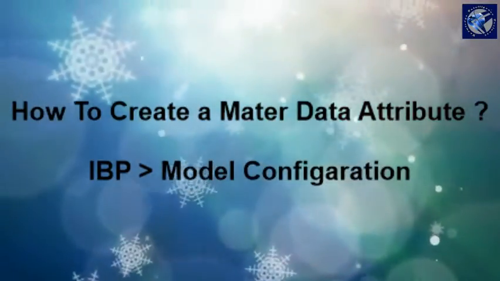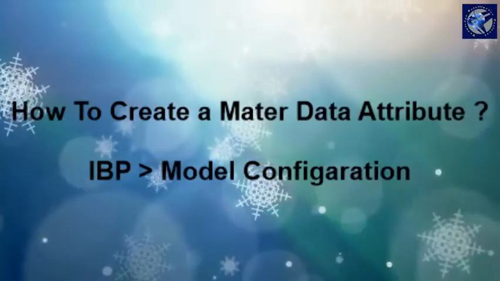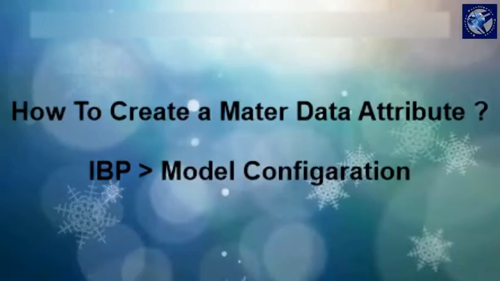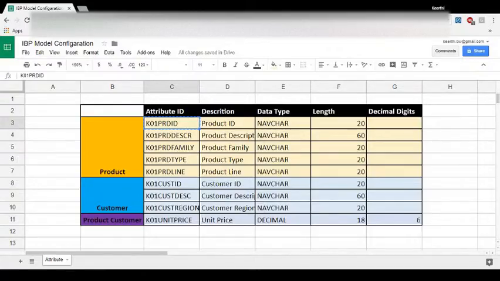In this particular session, we're going to cover how to create a master data attribute under IBP model configuration. As part of this session, there are different attributes that we are creating as part of the exercise, and the attributes describe your different master data types as part of the IBP process. Here I have listed different attributes, their respective descriptions, the type each attribute should be, and the length that we need to use as part of the creation of IBP attributes.